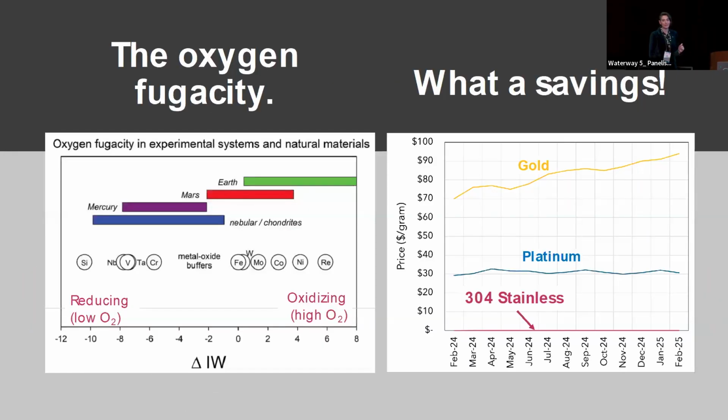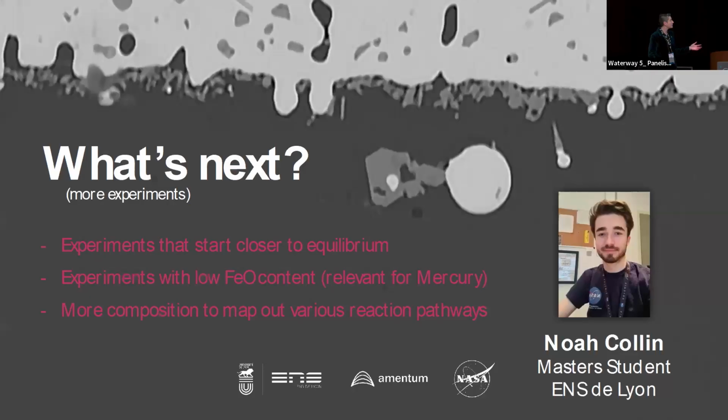The other thing we wanted to point out is what a savings. Normally, we have to use these inert metals like platinum and gold, and those prices can fluctuate wildly. In the case of 304 stainless, this might give us a way not only to study these really important regions of our solar system, but also to allow more people to easily obtain materials and hopefully be able to do more experiments in places that are limited otherwise.